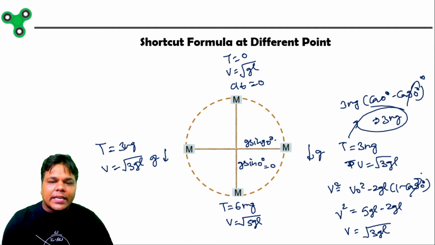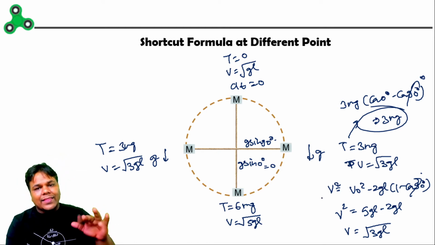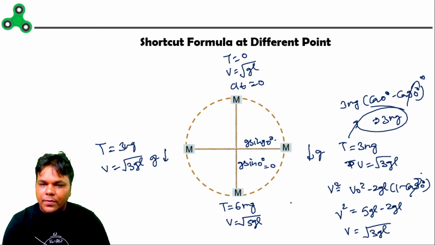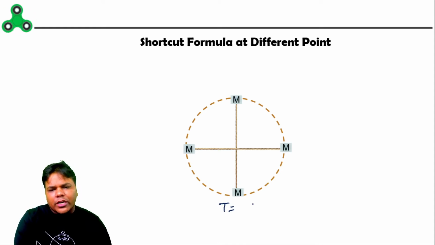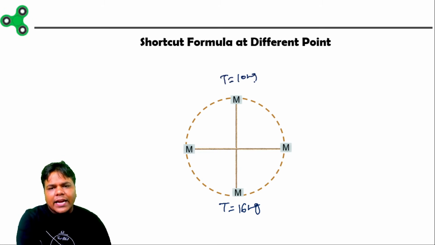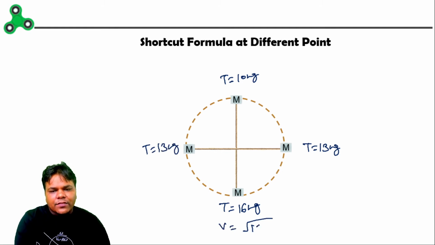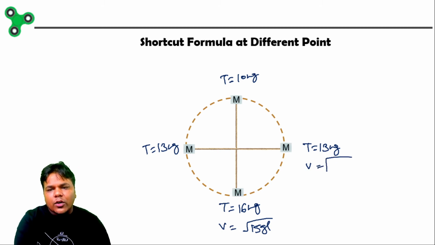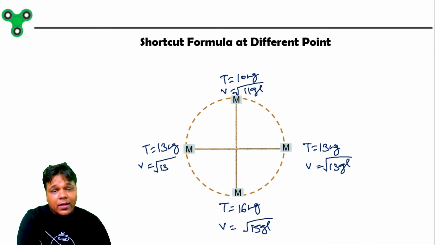So as you can see, the difference in the velocity squared at every 90 degrees will be 2gL, and the difference in the tension will be 3 mg. Right, guys? You can apply it everywhere. For example, if tension at the bottommost point is 16 mg, at the topmost point it will be 10 mg, at this point it will be 13 mg, and at this point again 13 mg. Velocity at the bottom is under root 15gL, at this point under root 13gL, at this point under root 11gL, and at this point under root 13gL.